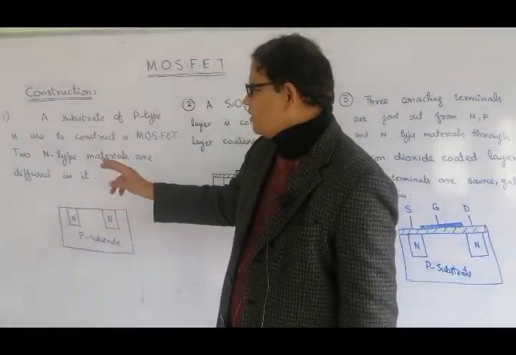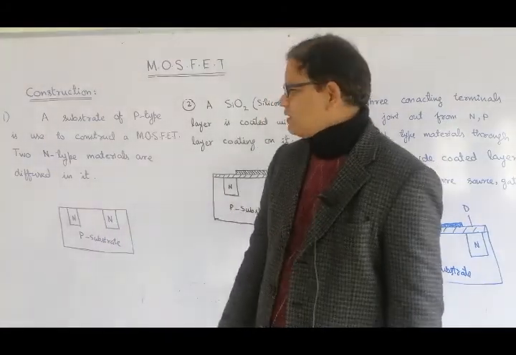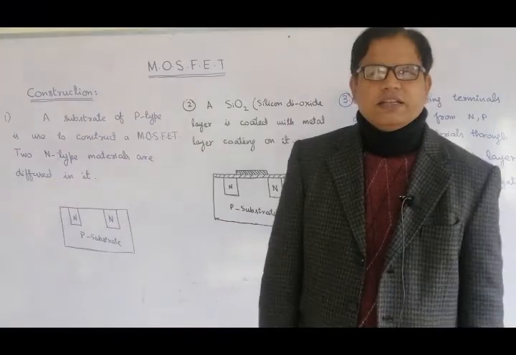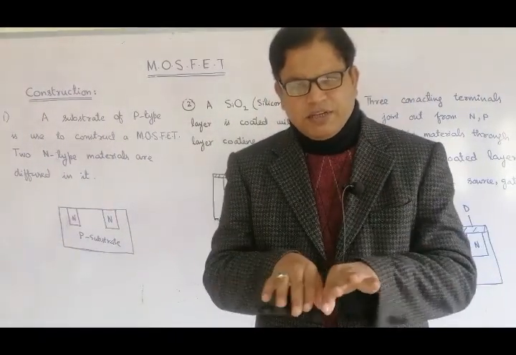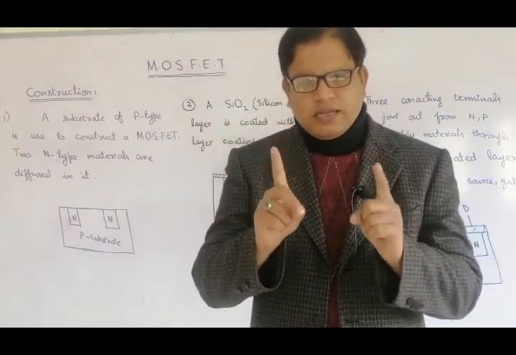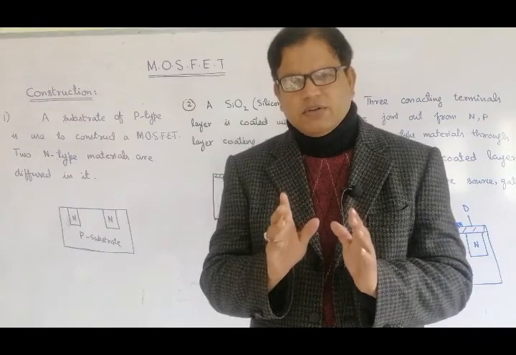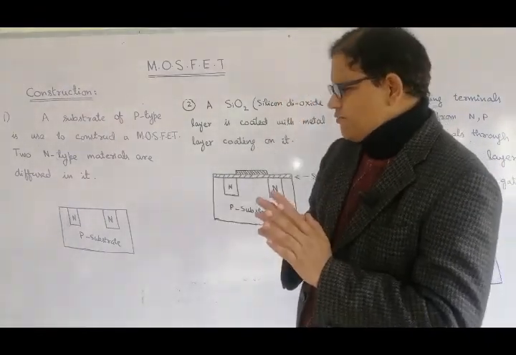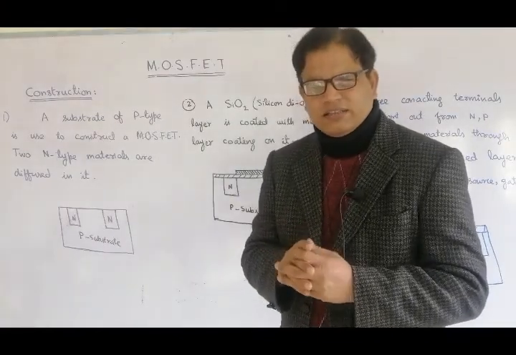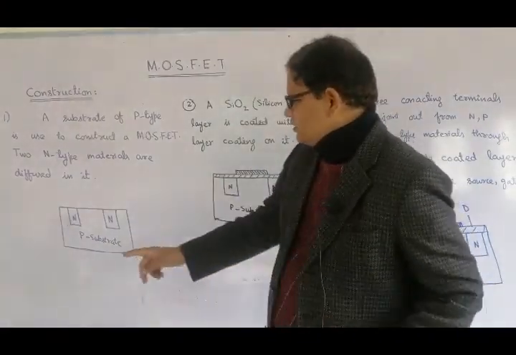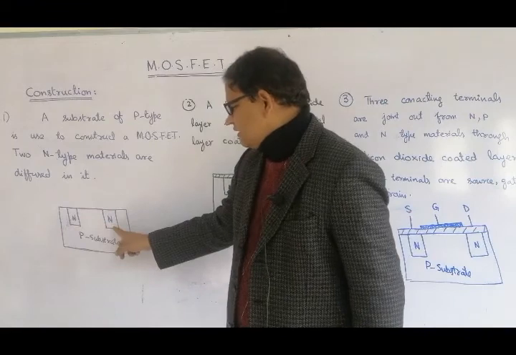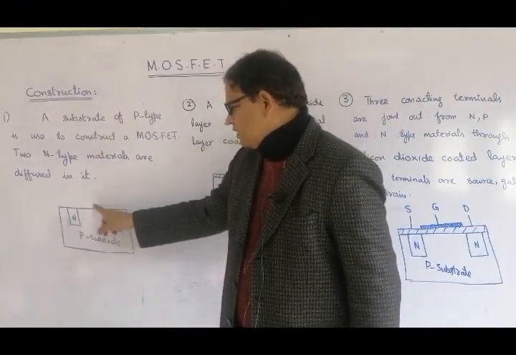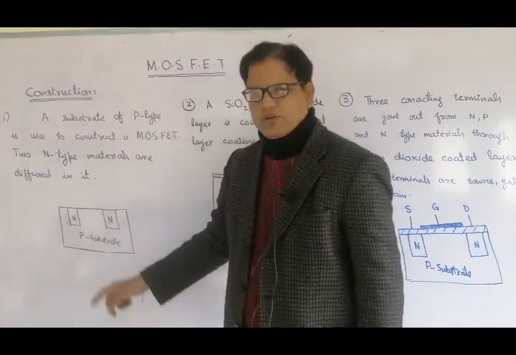Point number two is that two N-type materials are diffused in it. Within a P-type substrate, there are two N-type semiconductor materials, which have majority carriers of electrons, diffused in it. Those N-type materials are here. These two important N-type materials are diffused in this P-type substrate.